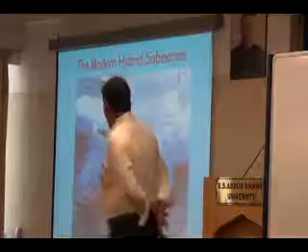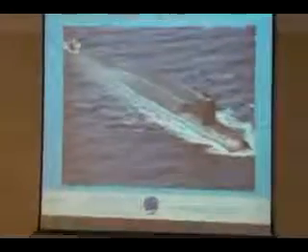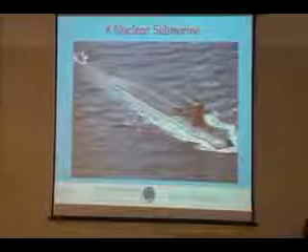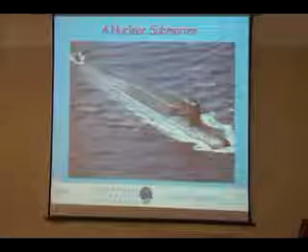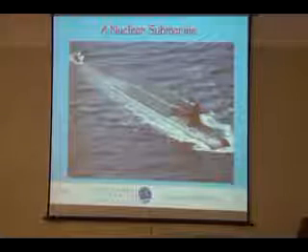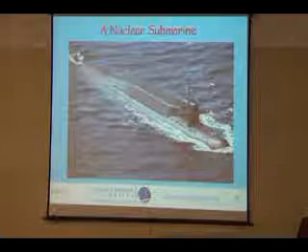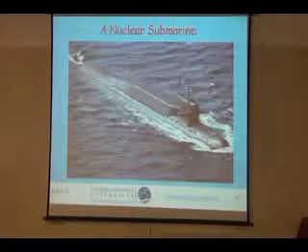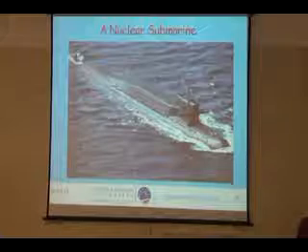Next slide please. So this is a modern day hybrid submarine, which uses diesel generators to charge batteries, and these electrical motors will drive the submarine underwater. Next slide please. So this is a typical nuclear submarine. You can see the size. Typically these submarines can remain underwater for years together.